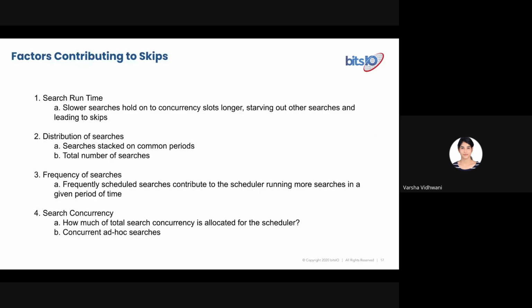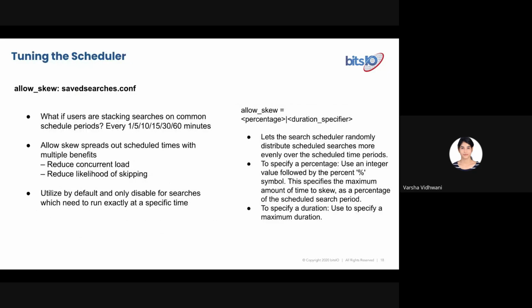So, like overall, skipped searches happen when they run too long, or too many searches are running frequently, or if there is not enough concurrency available for the scheduler to do its job, right? Now, let's talk about how we fix it, like how we tune the scheduler.